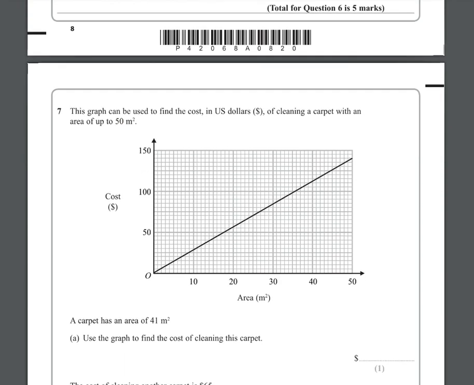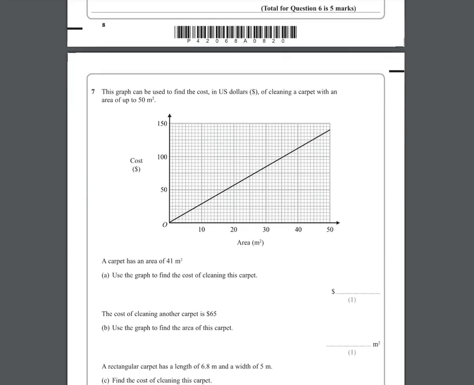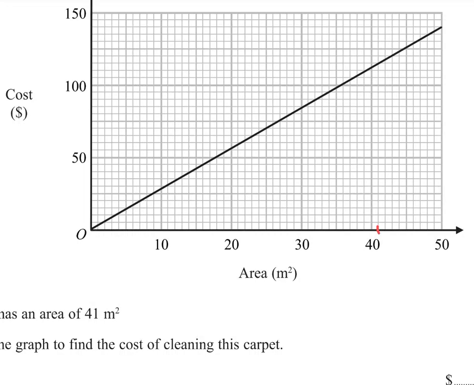Okay, so this graph can be used to find the cost in dollars of cleaning a carpet with the area of up to 50. So the carpet has area 41, so this is 40, 41. Let's just zoom in on this so you can see. So 41, this is 40, 50, so this goes up in ones. This is 41. See, that's pretty accurate going up there. And we're going to go exactly across.